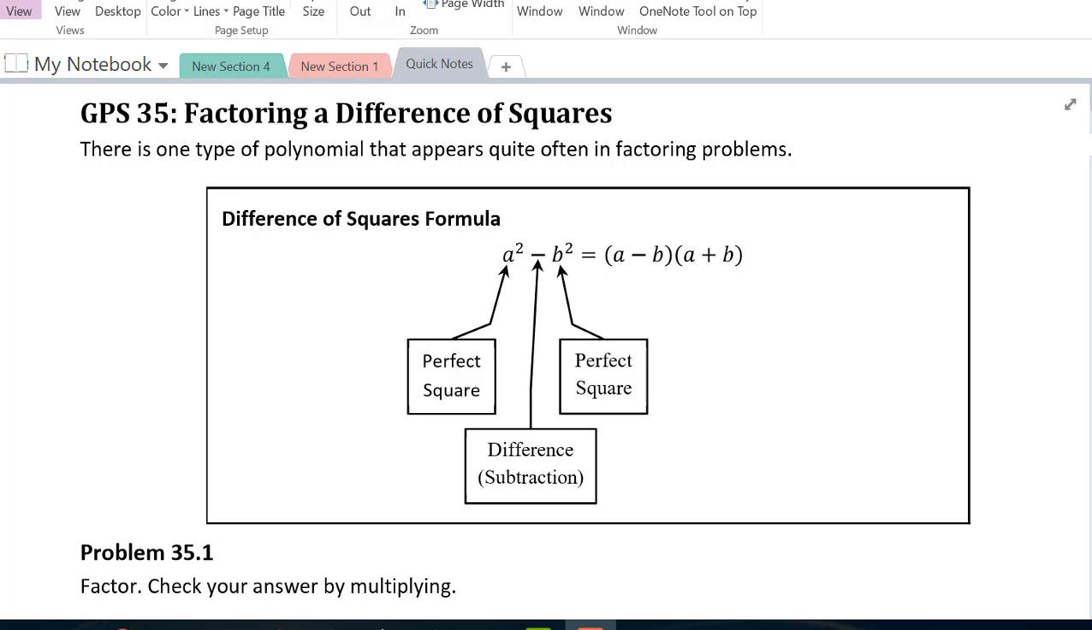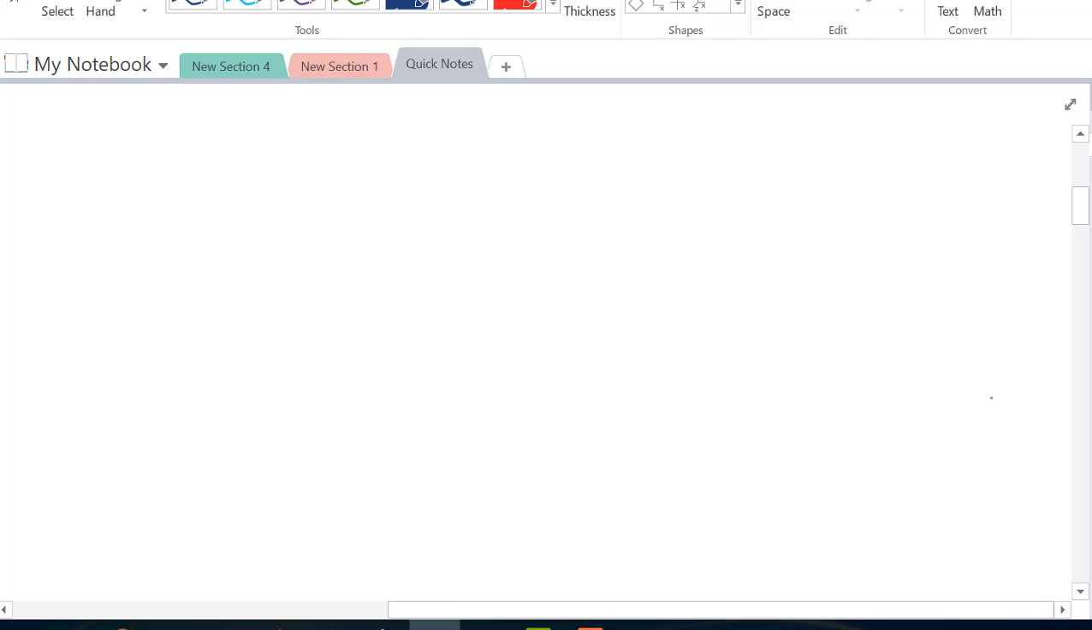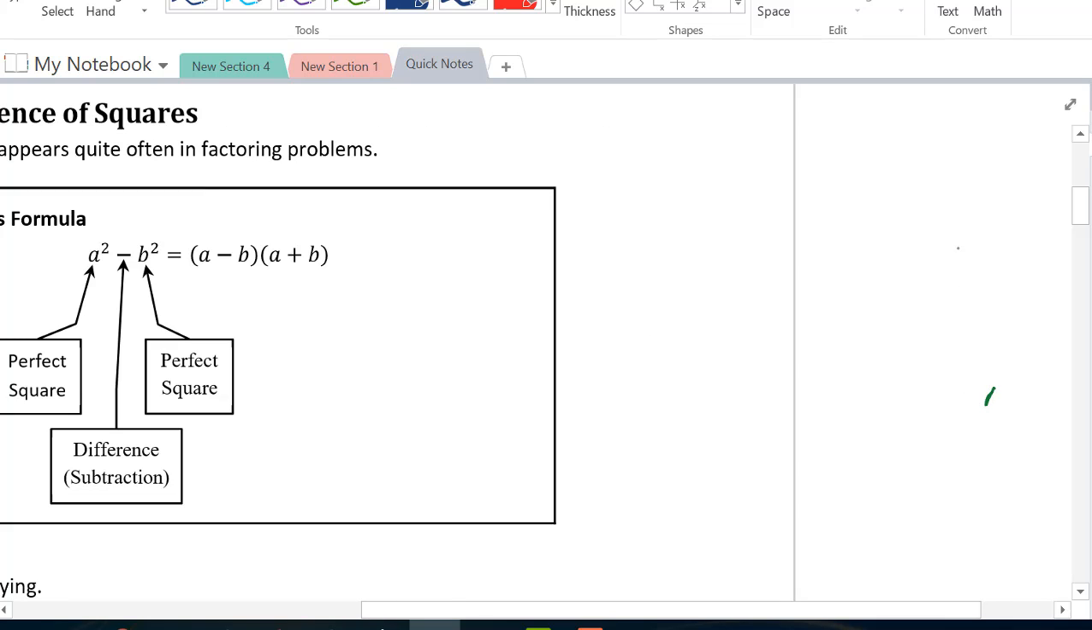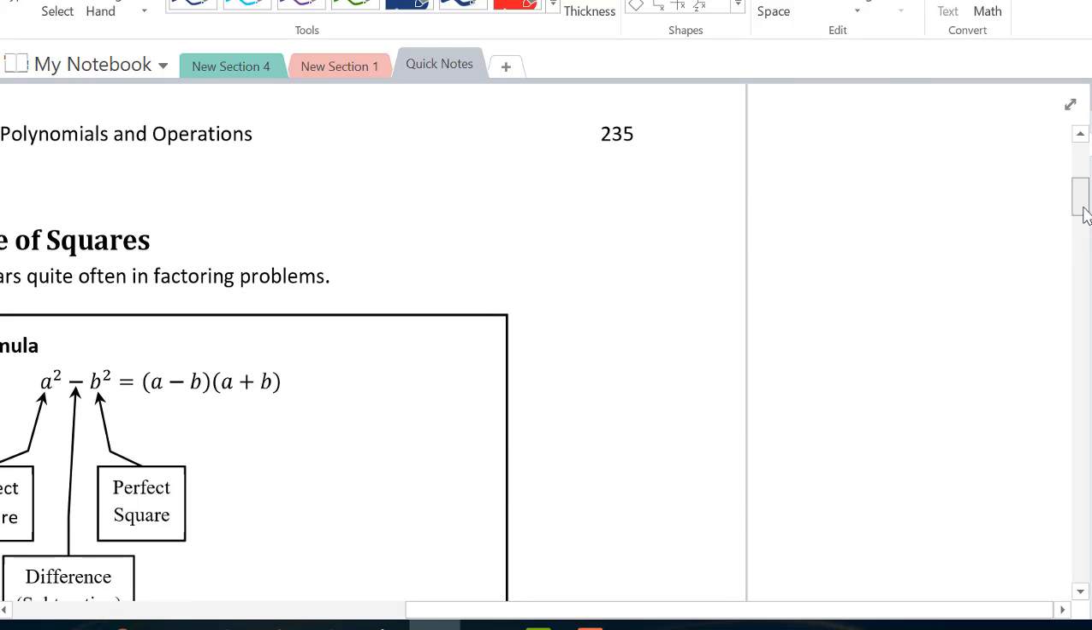Hello, class. So today we're going to be looking at GPS 35, which is factoring a difference of squares. Before we do difference of squares, let's recap on some of the methods that we've learned on factoring.